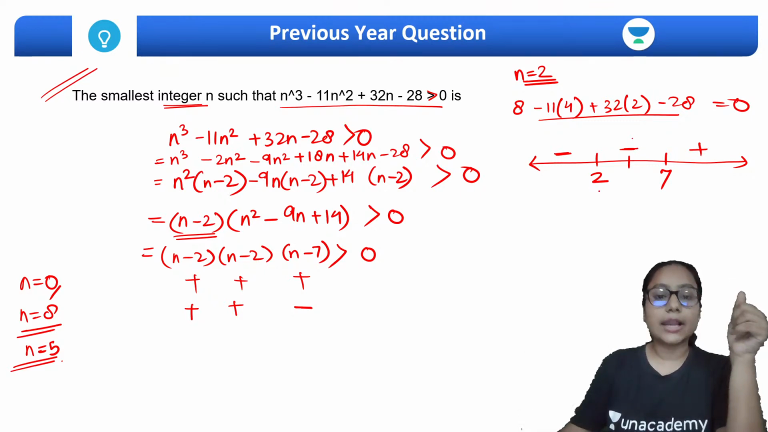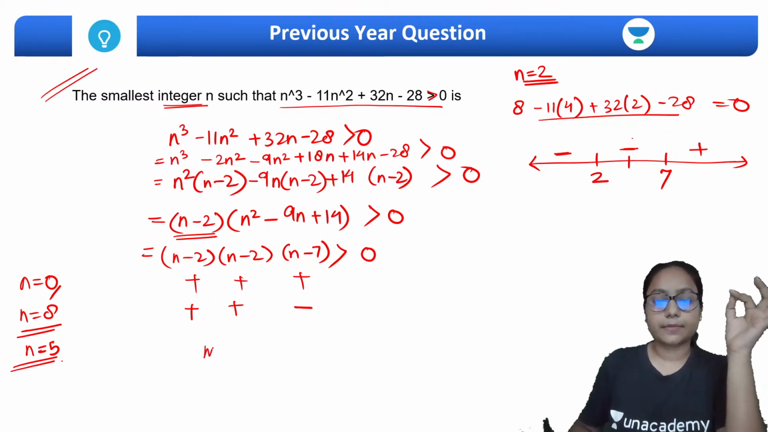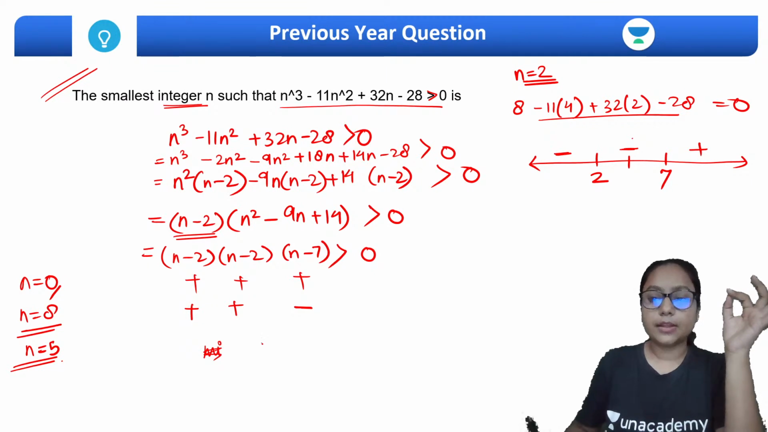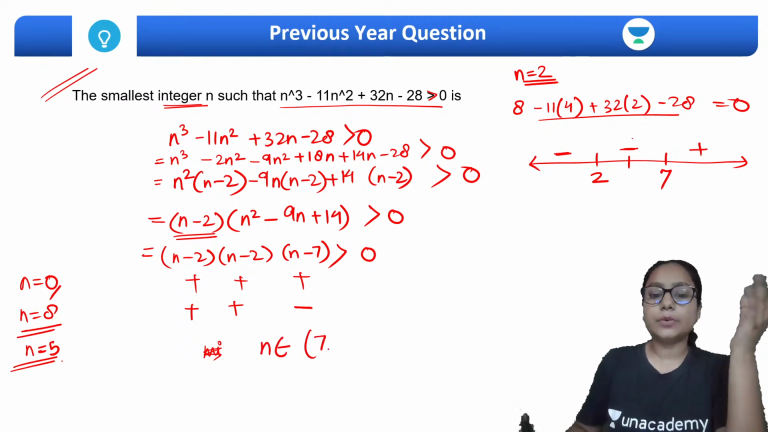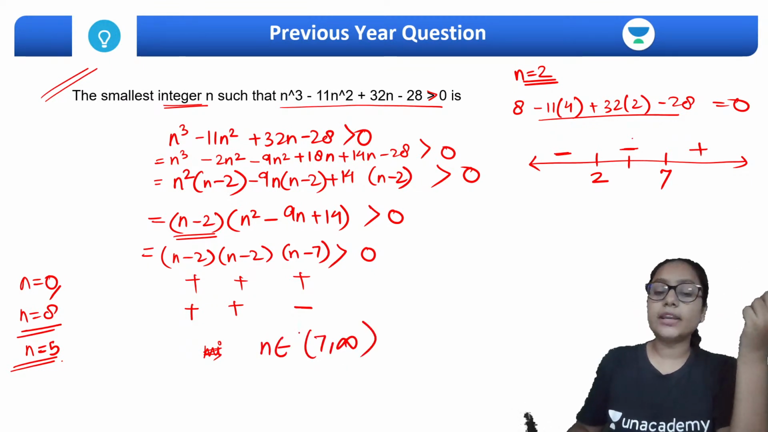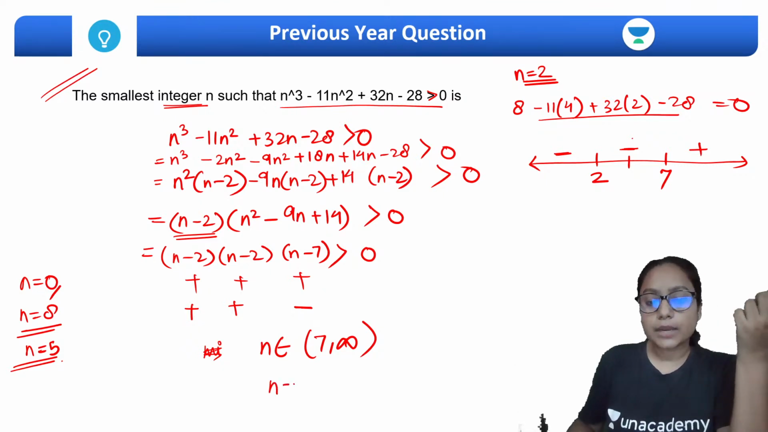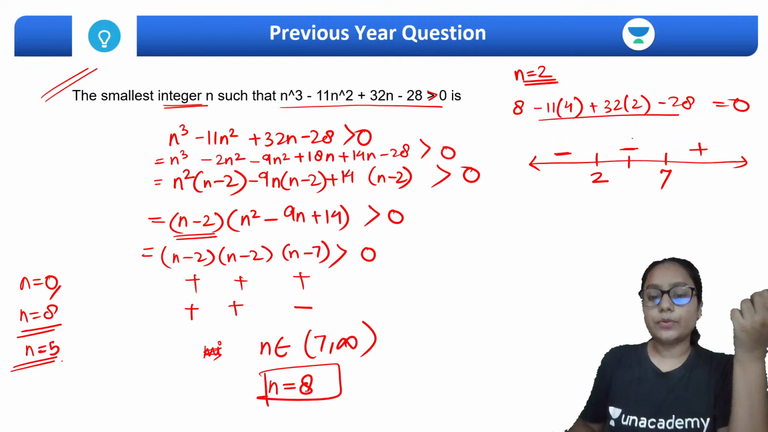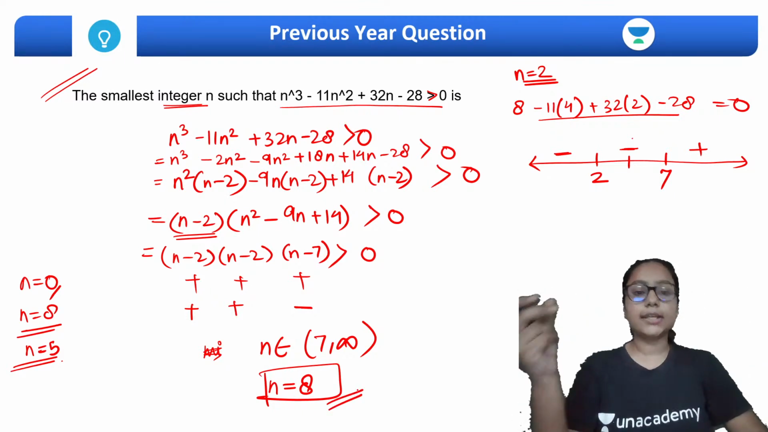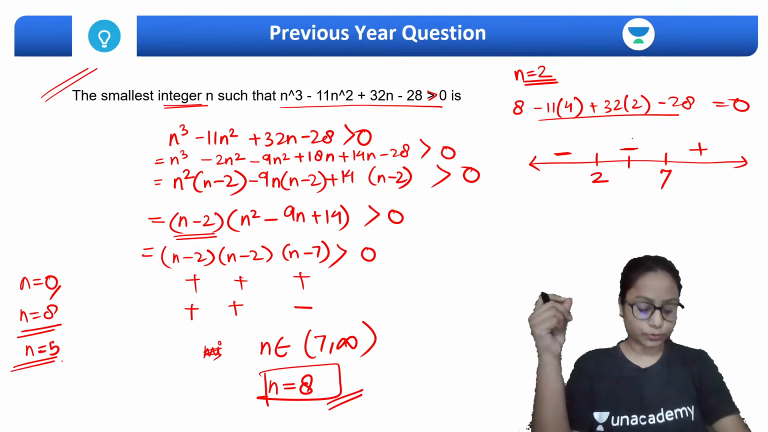So the minimum value of n, n lies between the interval 7 to infinity, right? 7 is not included because at 7 this is equal to 0. So therefore minimum value of n will be 8. 8 is the smallest integer for which this inequality is true.